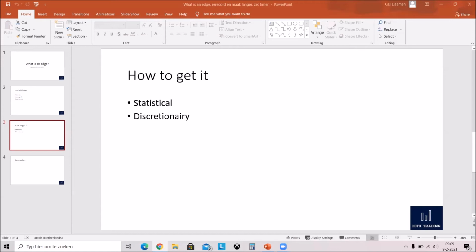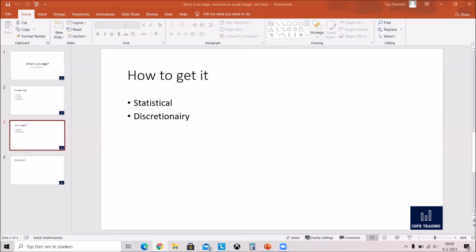So how to get the edge? There are certain ways of trading. You have discretionary trading, systematic trading, mechanical trading, automated trading, or a combination. And it doesn't matter which way you choose, because you can always build an edge. It's important that you pick a way that fits with your personality. I trade a combination, which means mechanical method, 90% mechanical and 10% discretionary.